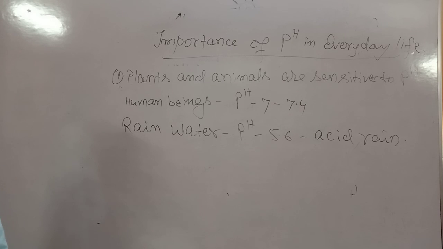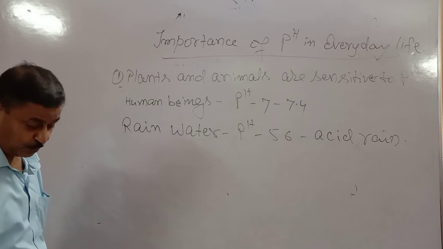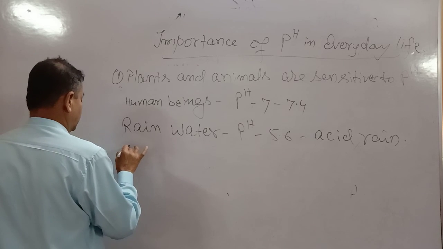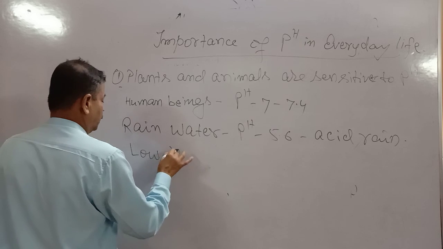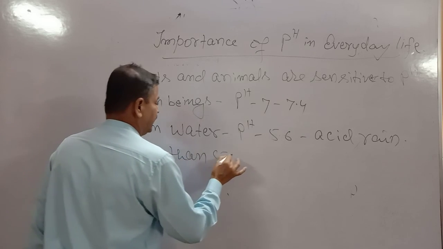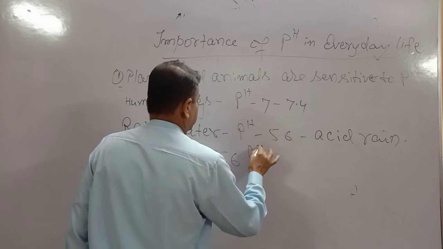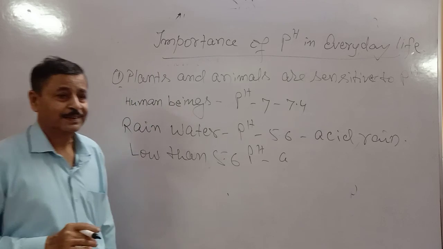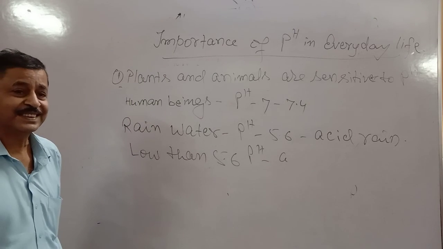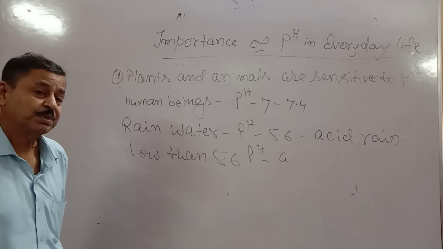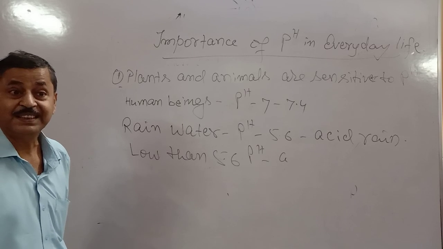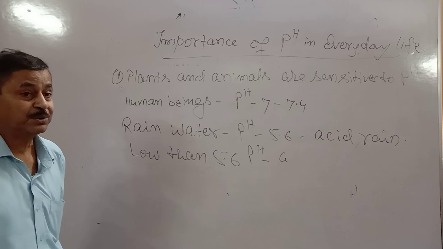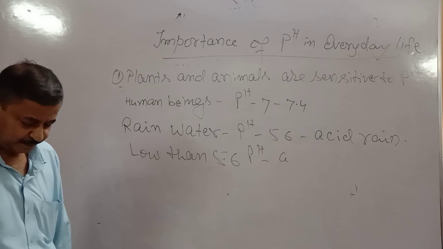If the pH of the river water becomes lower than 5.6, aquatic life cannot survive in it. Why? If the acidity increases in river water, then the gills of the fishes cannot take dissolved oxygen from the water. So aquatic life becomes difficult to survive in such river water.